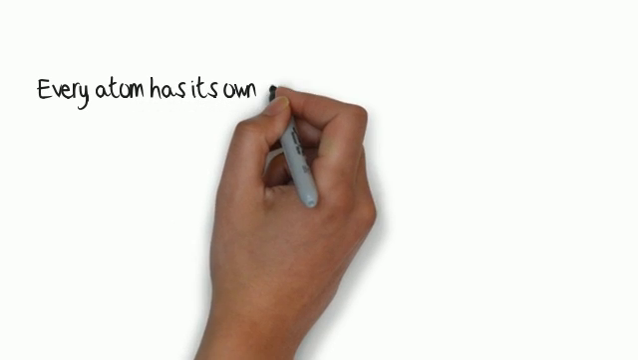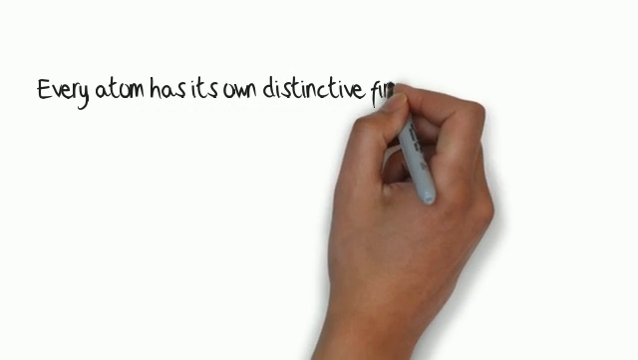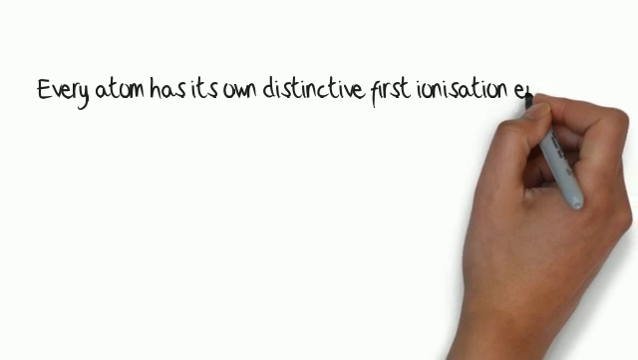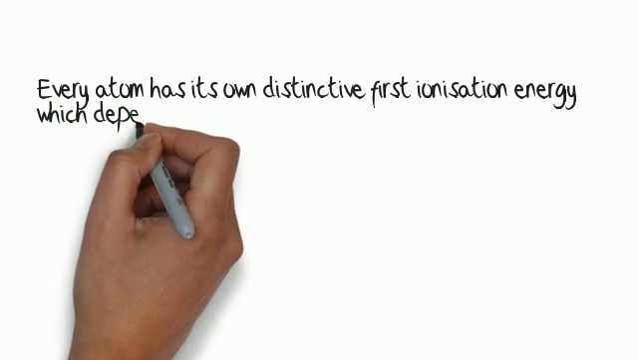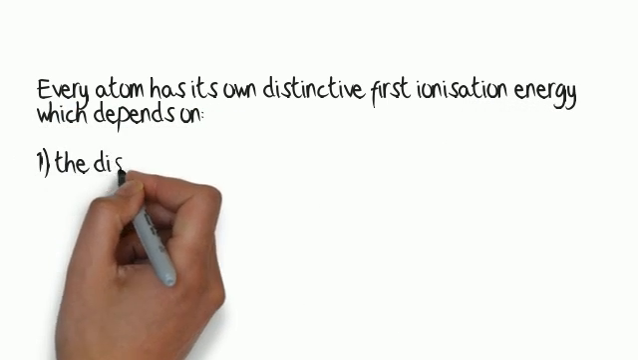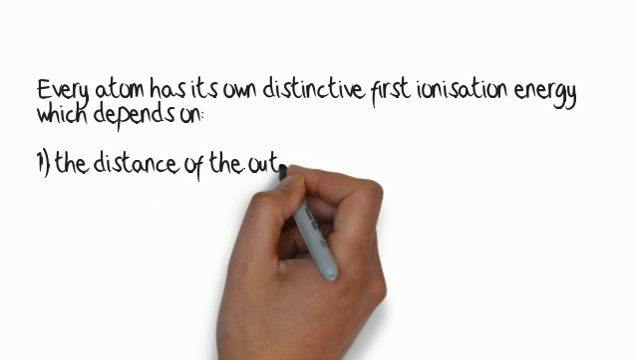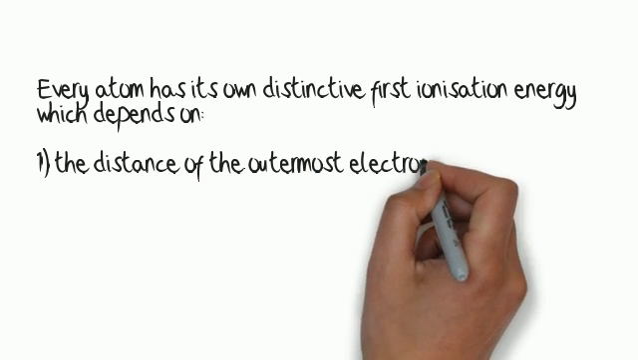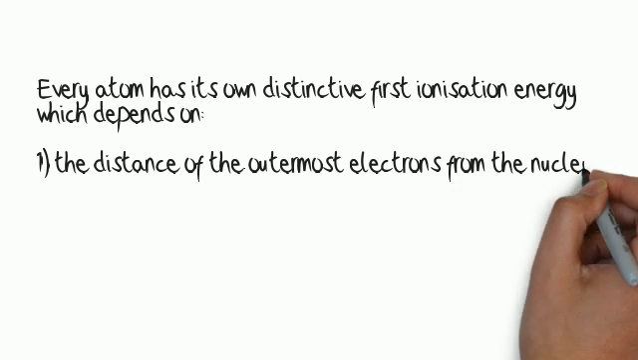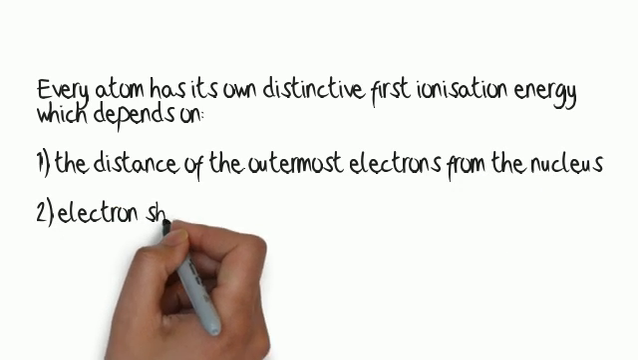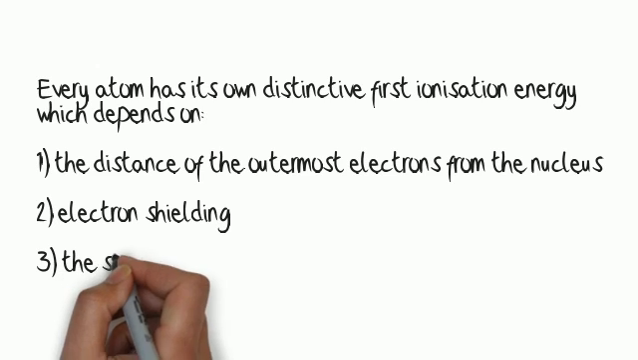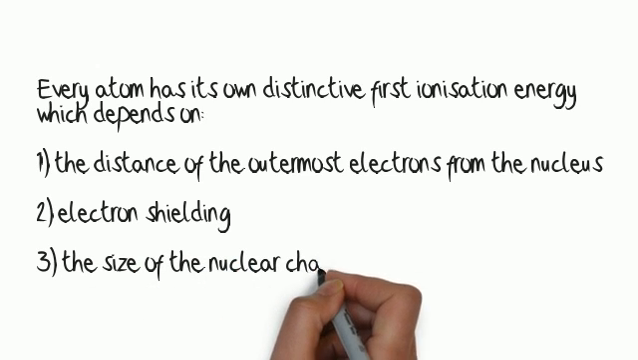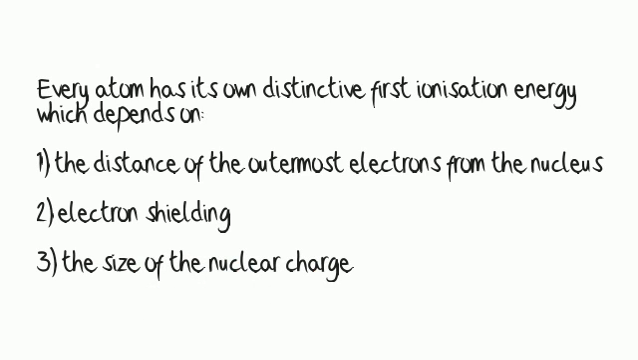Every atom has its own distinctive first ionisation energy, which depends on 1, the distance of the outermost electron from the nucleus, 2, electron shielding. The inner shells of electrons repel the outer shell electron. The more inner shells, the more shielding. And 3, the size of the nuclear charge, i.e. the number of protons. The more protons there are, the greater the attractive force on the outer electron.